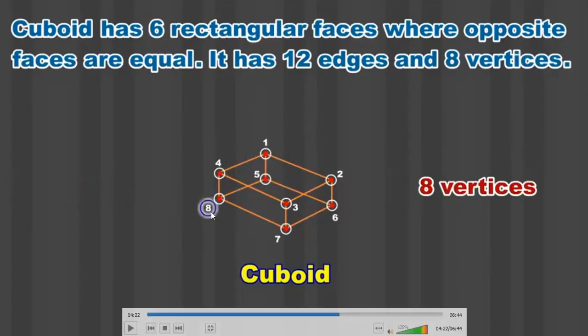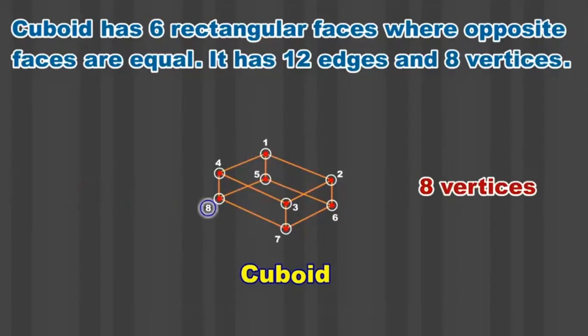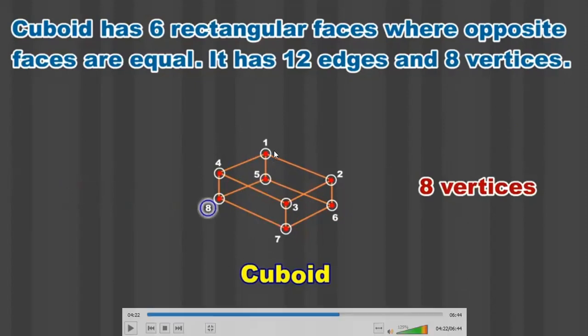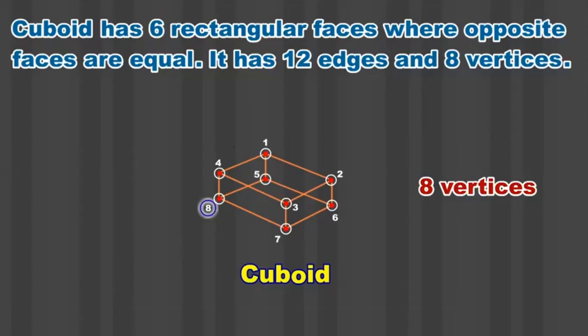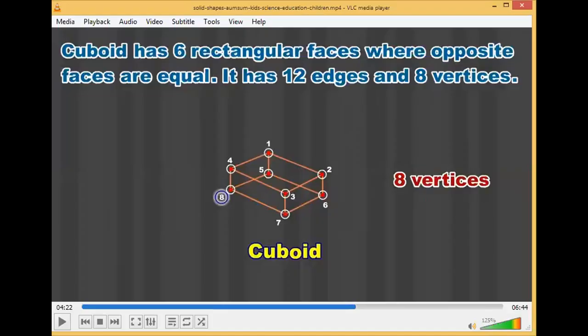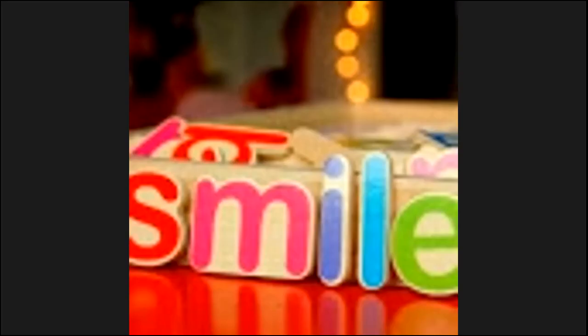When we talk about the vertices, a cuboid also has 8 vertices. You can see the corners 1, 2, 3, 4, 5, 6, 7, 8. Same as a cube. The only difference between a cube and a cuboid is that in a cube all the faces are equal squares, but in a cuboid some of the faces are square and some of the faces are rectangular. I hope you understand this cube and cuboid and faces, vertices, and edges. Do you?